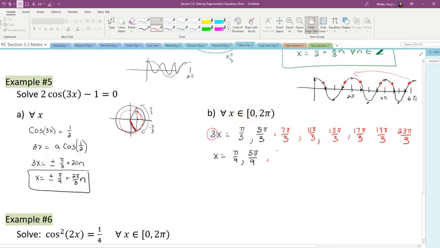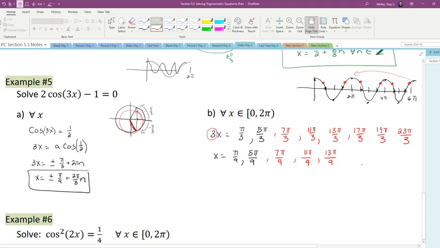So then that gets me 7 pi over 9. That is between 0 and 2 pi. I'm going to get 11 pi over 9. That's between 0 and 2 pi. This is 13 pi over 9. This is 17 pi over 9.